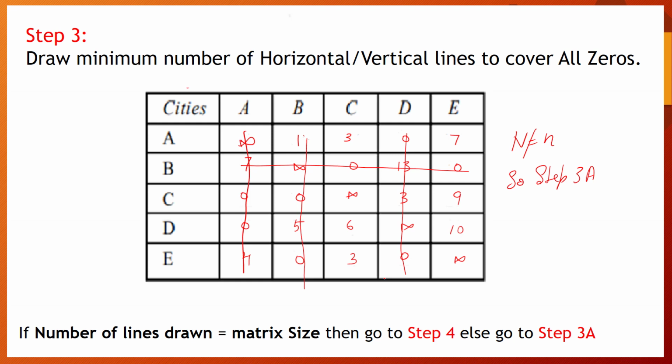Then we use this column reduced matrix. We draw the minimum number of horizontal and vertical lines to cover all the zeros. The number of lines drawn should be equal to the matrix size. If the number of lines drawn is equal to the matrix size, then we go for step 4, or else we go for step 3. Since here the lines drawn is 4 and the size of the matrix is 5, we will be going for step 3.